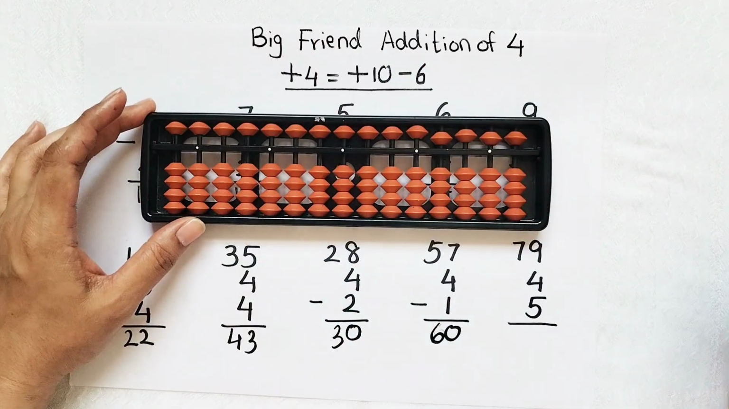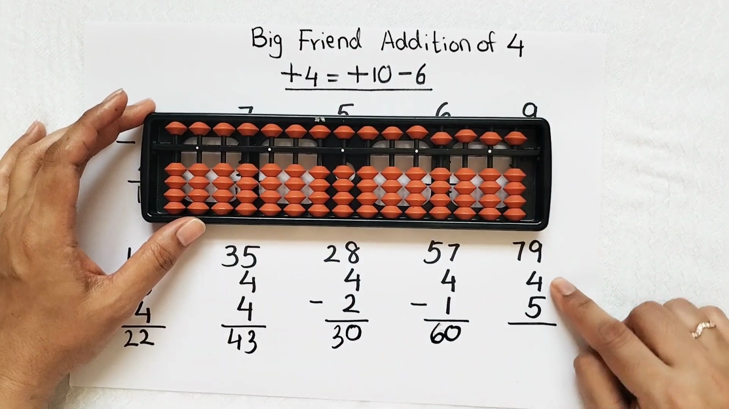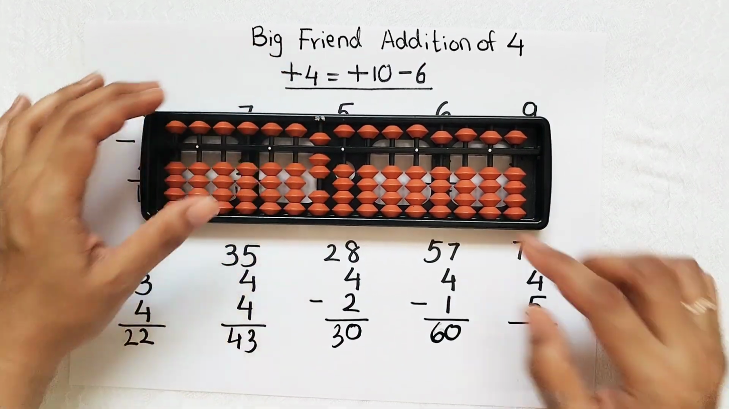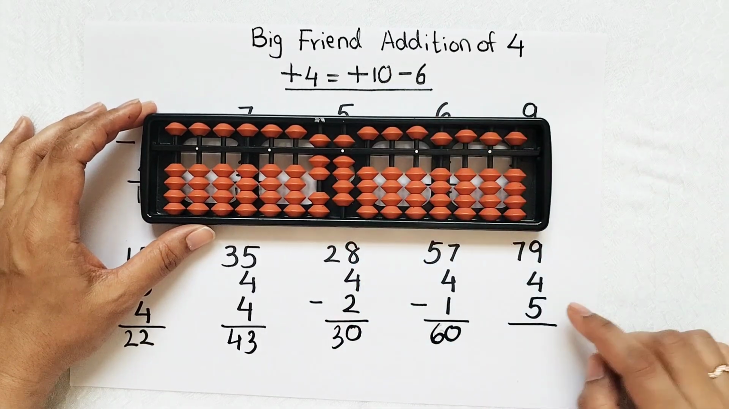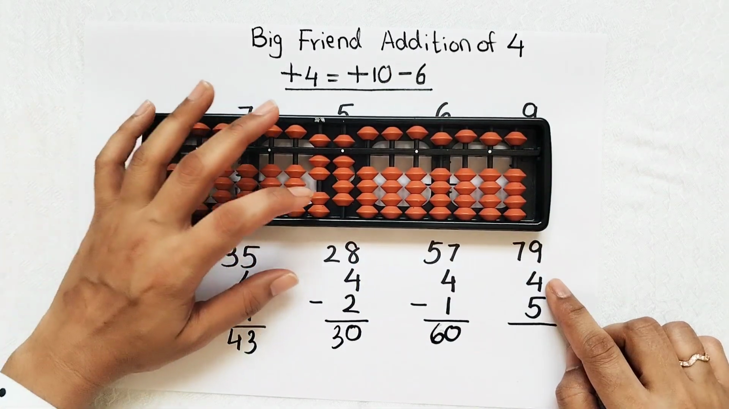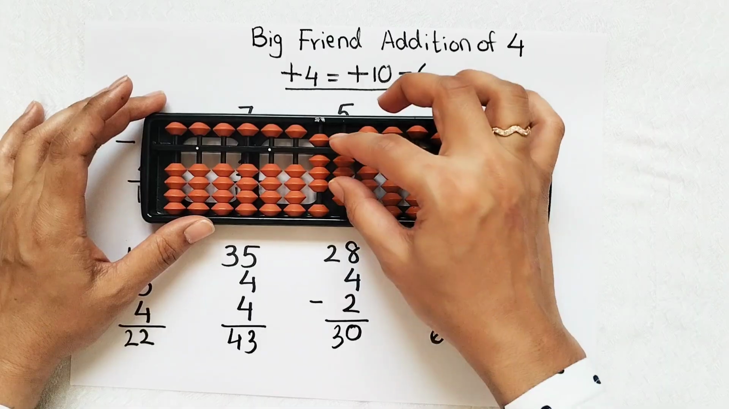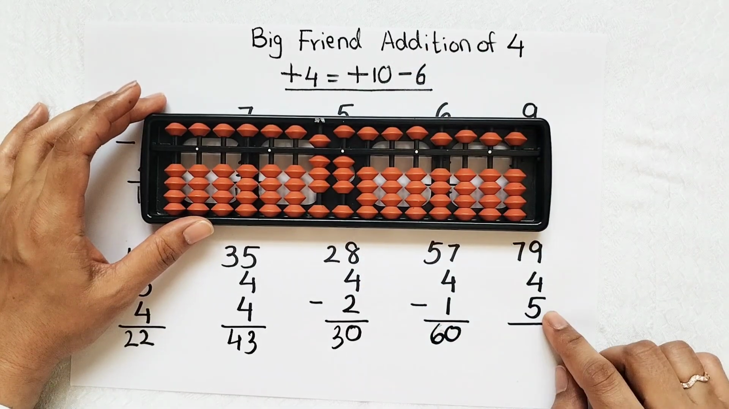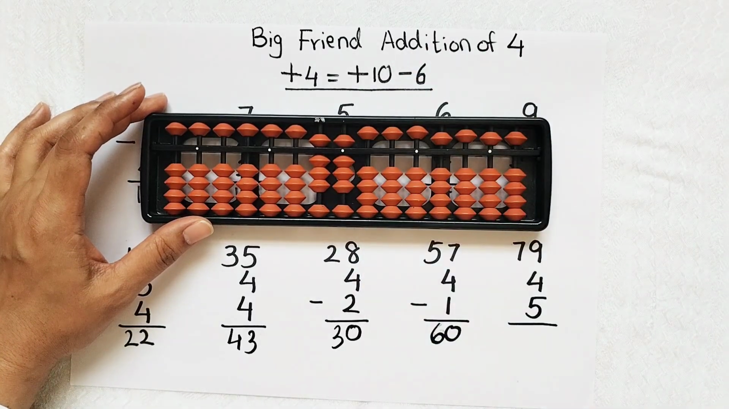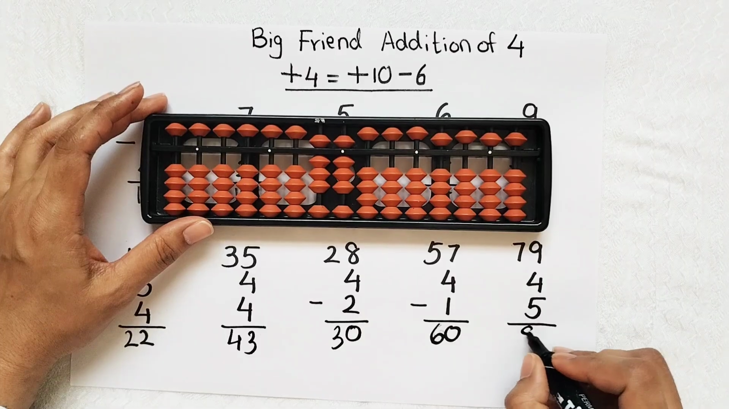Next, the last one, 79 plus 4 plus 5. 79 plus 4 is plus 10 less 6 and plus 5. My answer is 88.